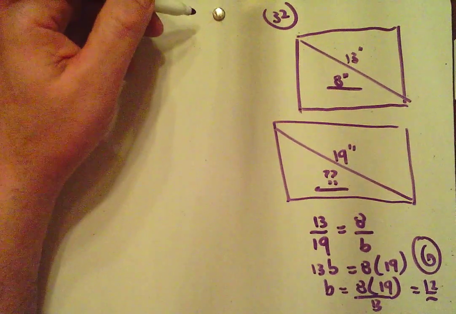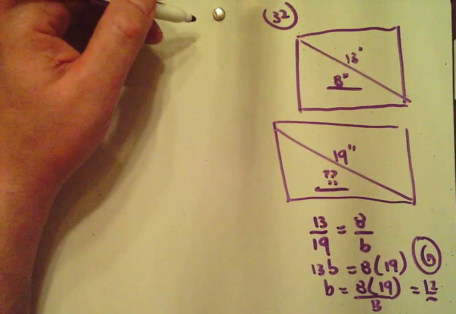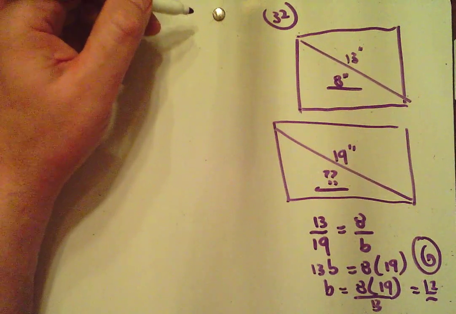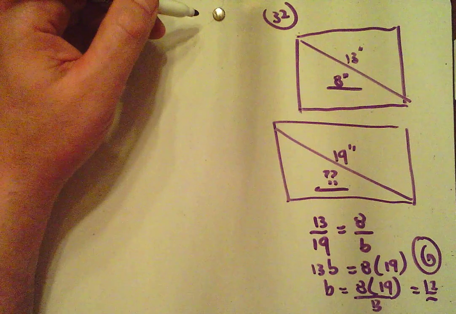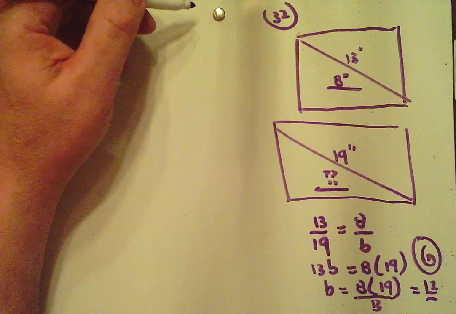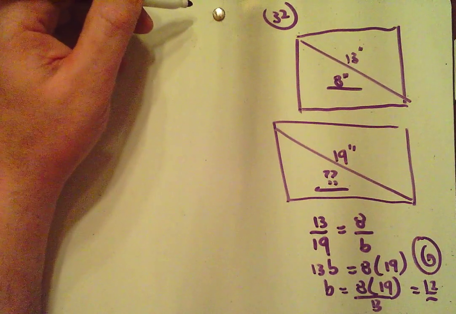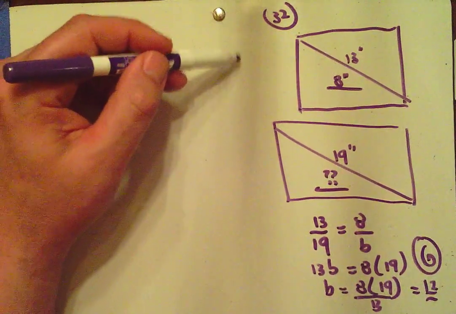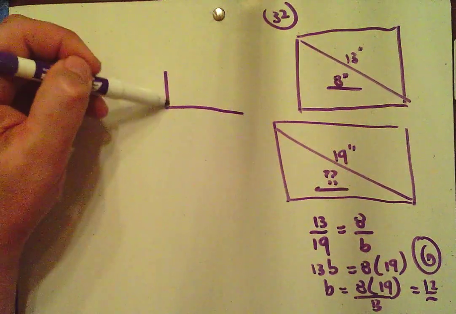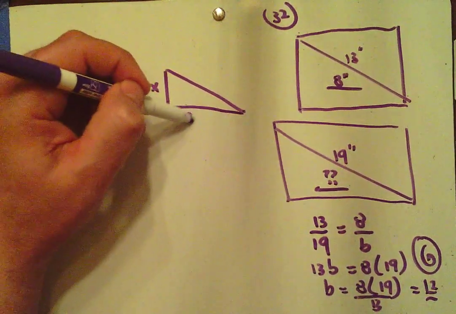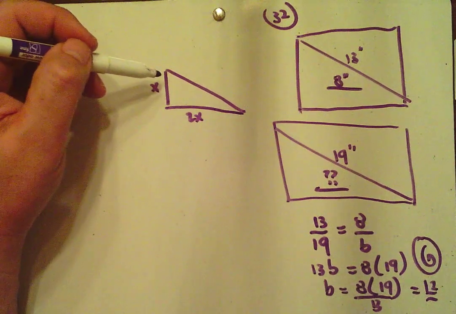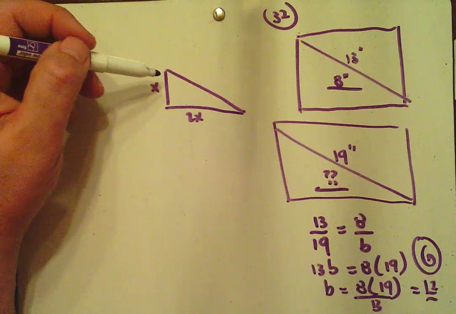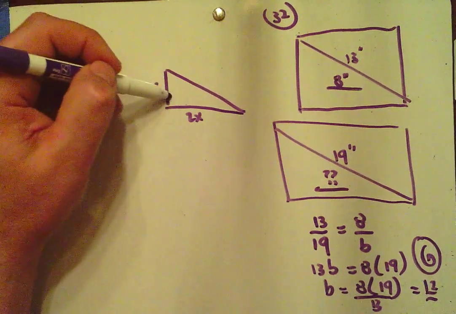33. In the figure below, ABCD is a square. Points are chosen to form 4 congruent right triangles. Each one has a leg twice as long as the other. What fraction of the area of the square is shaded? Well, let's see what we've got here. We know that this is x and this is 2x according to what they say in the second sentence. Each one has one leg twice as long as the other.